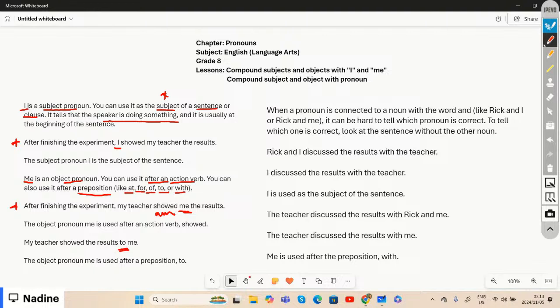So, for example, if we say Rick and I discuss the results with the teacher, then look at the last word. Look at the sentence without the noun. Then it's like saying, I discussed the results with the teacher, which means that it is then a subject pronoun.